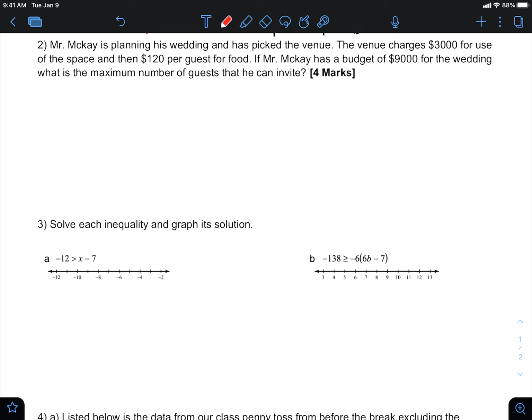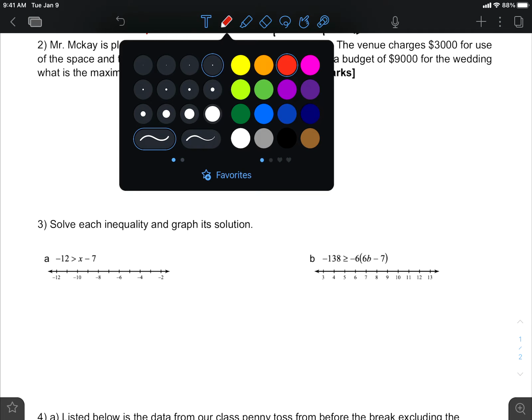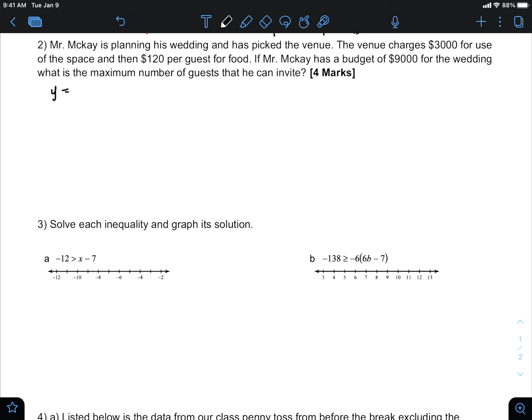Okay, this one to me. We spent a whole bunch of time yesterday looking at this sort of thing, saying like, what happens if no guests show up? How much would I spend? That's how I start questions that look like this. So I would say, y equals mx plus b. And what happens if no one shows up? How much is it going to cost?